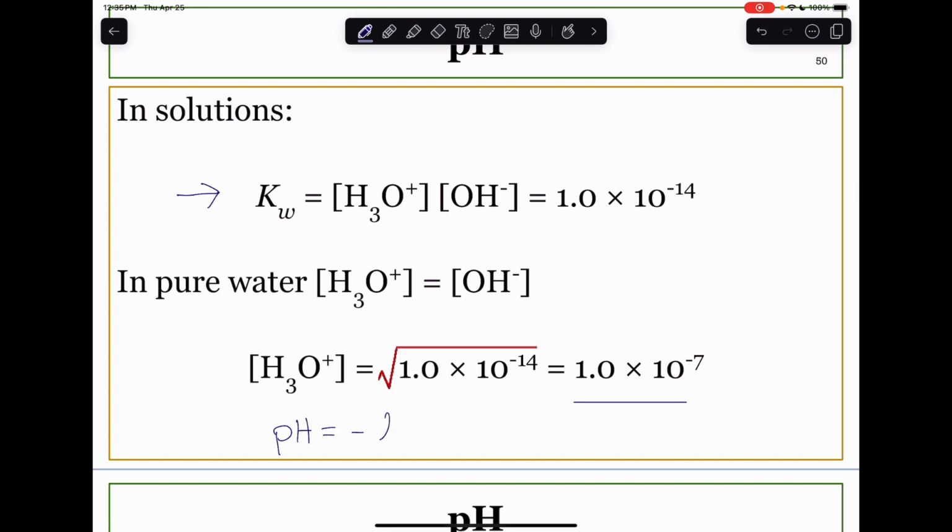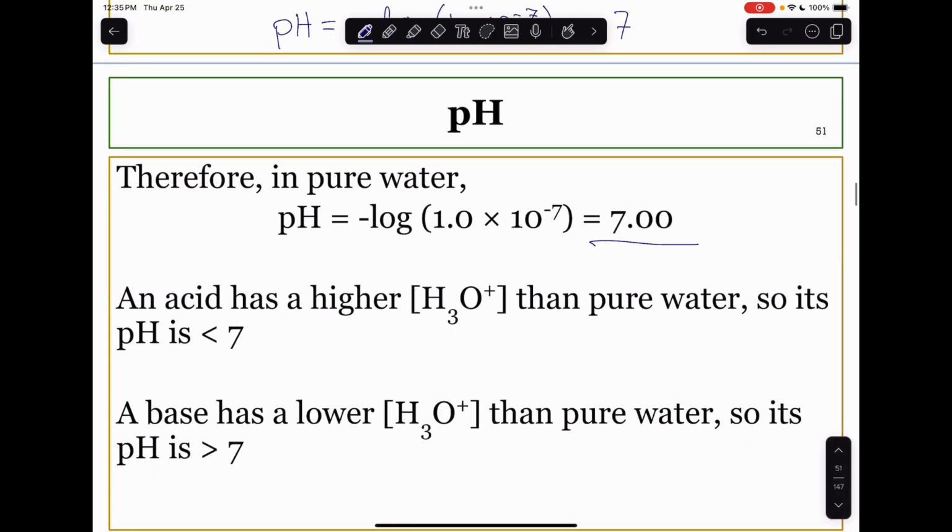pH is equal to the negative log. So type this into your calculator, the negative sign, the log button, and then 1 times 10 to the negative 7, close the parentheses and press enter, and your calculator should give you 7, just like this.